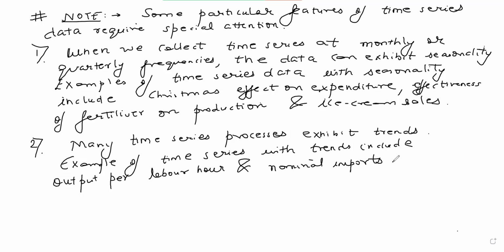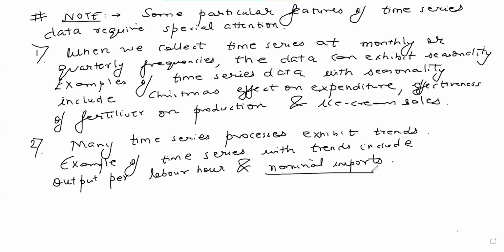So we have done the concept of output per labor in our microeconomics course, and we talk about the production function. Nominal imports is something which we do in our macroeconomics course. If you look at the data for output per labor or nominal imports, it might exhibit a trend. For example, in the last 5 years in our economy, imports have been going up because people are following a trend of adapting to foreign habits. So there's a trend because of which imports have gone up.